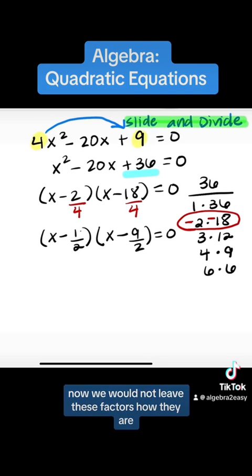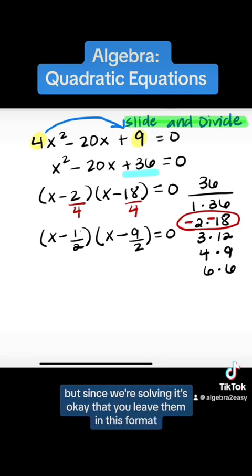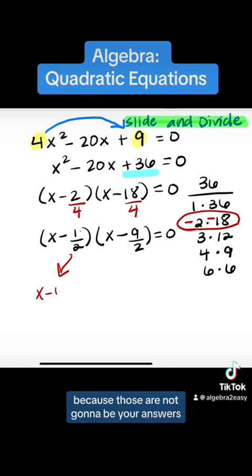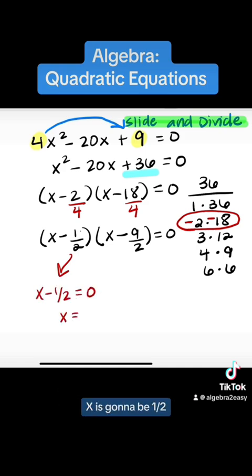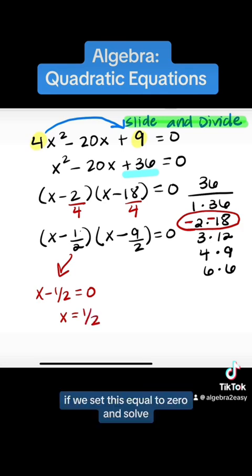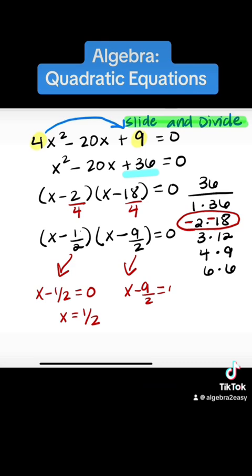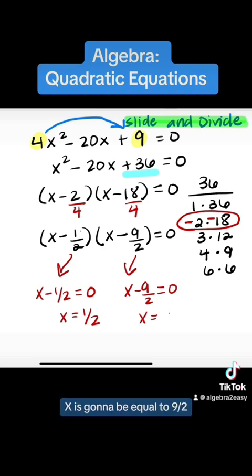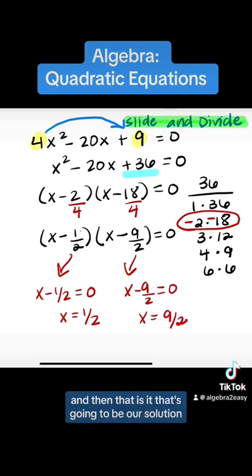Now, we would not leave these factors how they are, but since we're solving, it's okay that you leave them in this format because those are not going to be our answers. So if we set this one equal to 0 and solve, x is going to be 1/2. If we set this equal to 0 and solve, x is going to be equal to 9/2. And then that is it. That's going to be our solution.